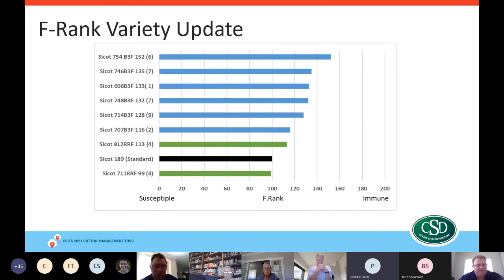I've just mentioned the F ranks there. It's not necessarily that pertinent to today, but certainly we do have some really strong, quite resistant varieties. And 606, unfortunately, we've only got one trial there, but at this stage it looks like it's similar to 746 and 748 in terms of its resistance to fusarium.